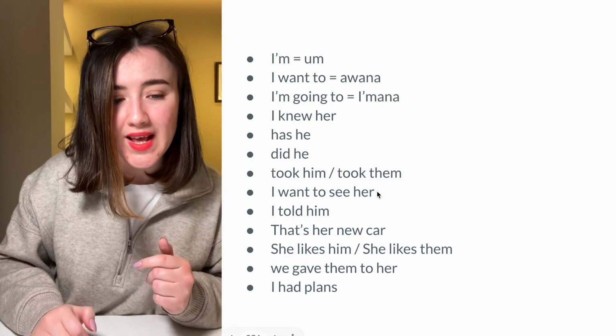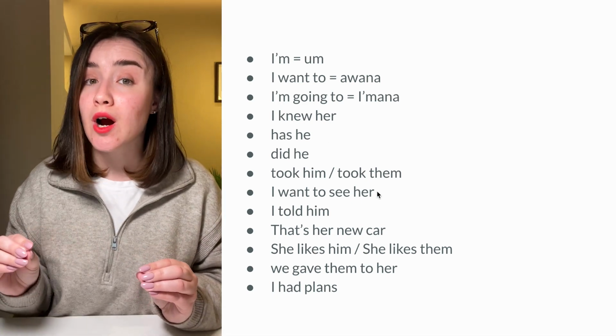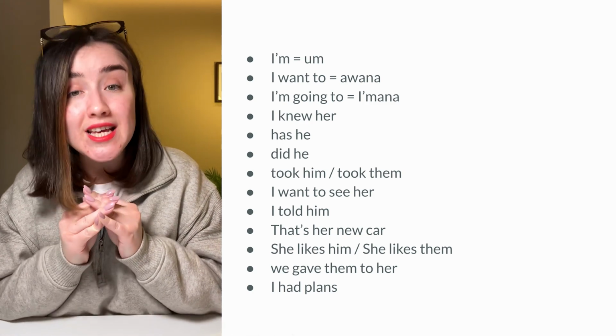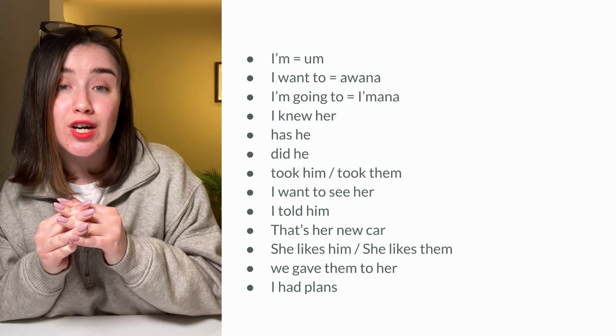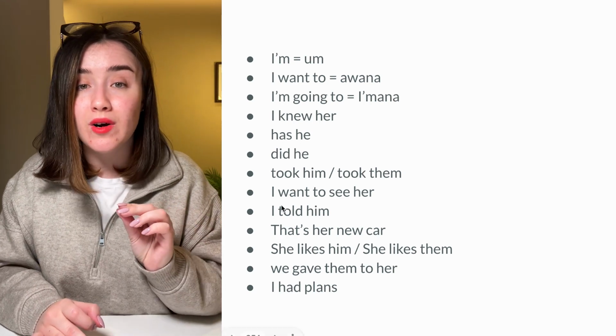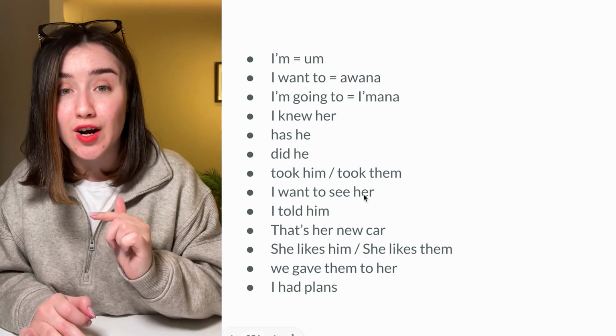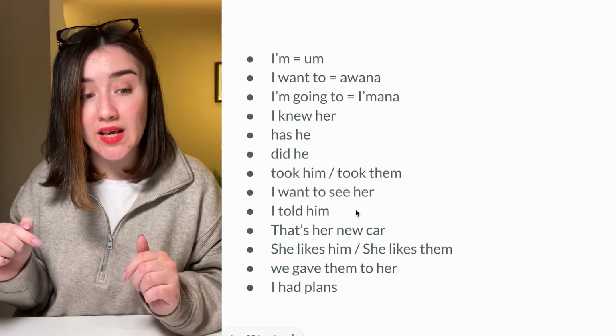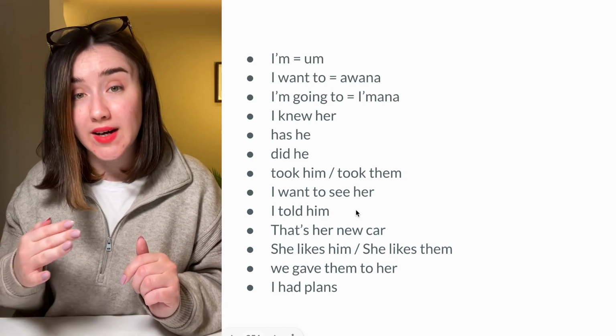Okay. So I want to see her together is going to be I want to see her. I wanna see her. I want to see her. I told him is going to be I told him.